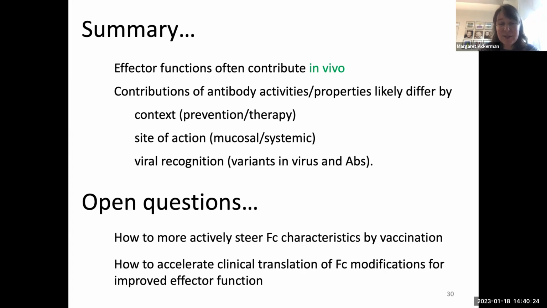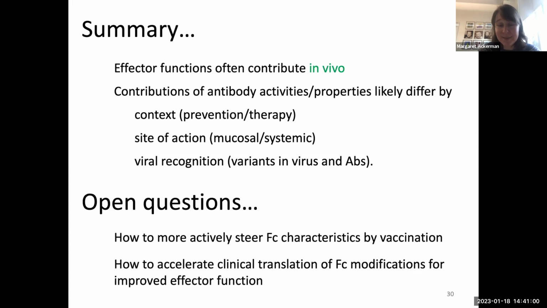And so open questions, you know, I talked about how much control we have as vaccine designers on influencing this, and I think the answer is less than we'd like, but there's evidence from comparative studies that suggest if we figure out the rules, we can leverage these aspects of biology. And I think, you know, an open question is how to accelerate clinical translation of Fc modifications that improve effector function, which is another area that I think maybe I've been surprised it's progressed.